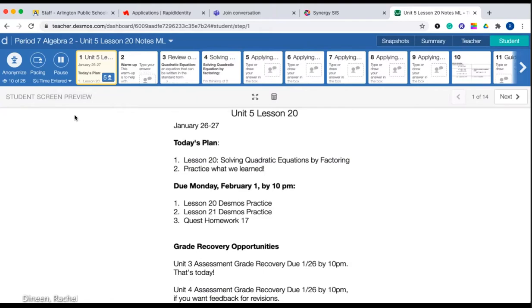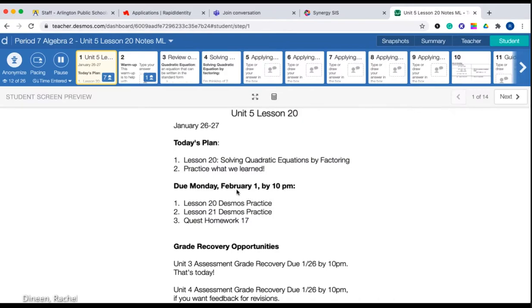It should be a little bit shorter than the synchronous class time. I predict it'll take between 35 and 40 minutes, so it's a little bit shorter than our lessons normally are, which is kind of nice. So today's plan is we are going to have a warm up on stuff we previously learned, and then our notes today are in solving quadratic equations by factoring.